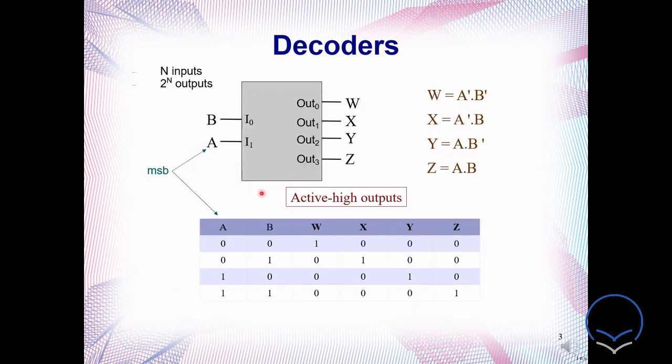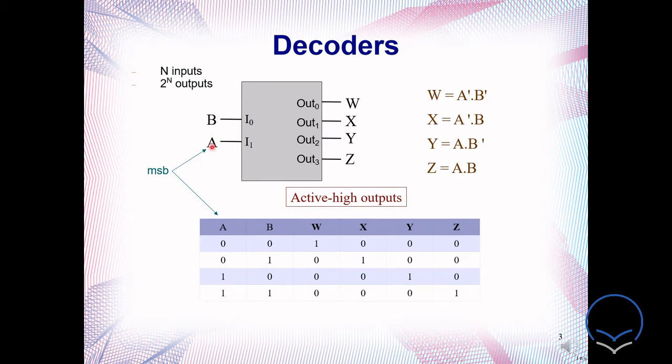So this is an active high output decoder, right? It says active high. So what does active high mean? That means the output will be activated on active high values. If it has 1, then it will be activated. Active low output means if it is 0, then it will be activated.